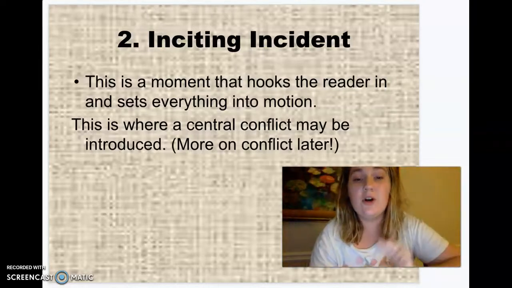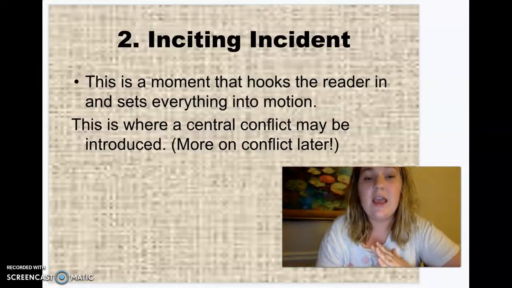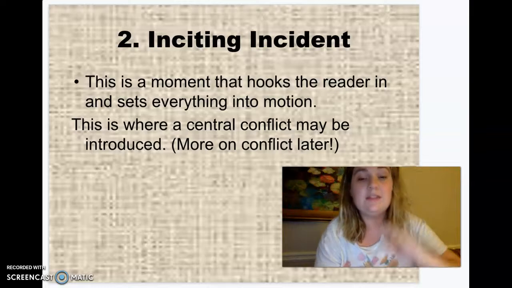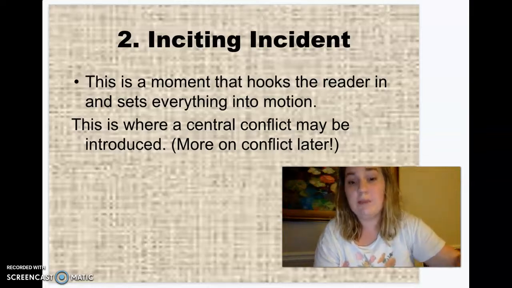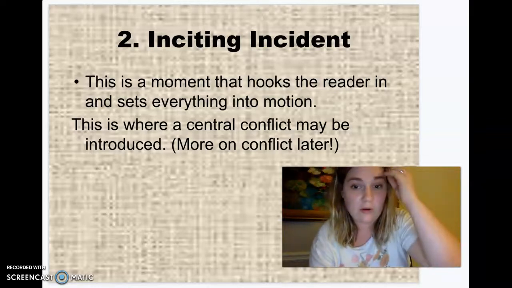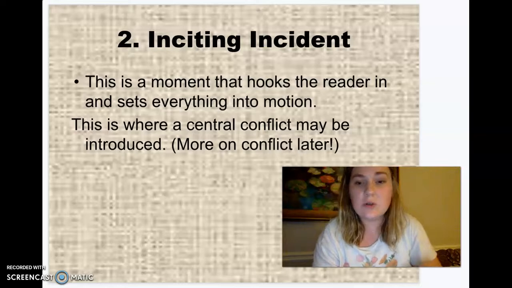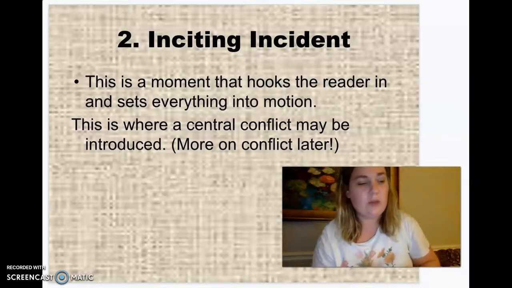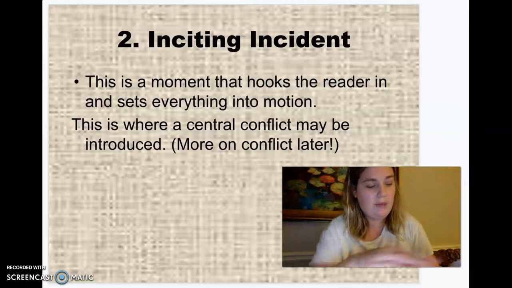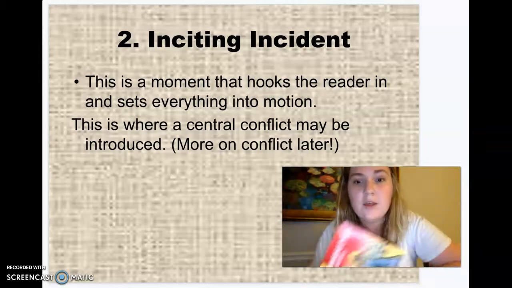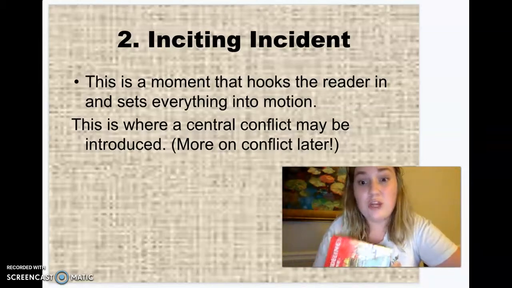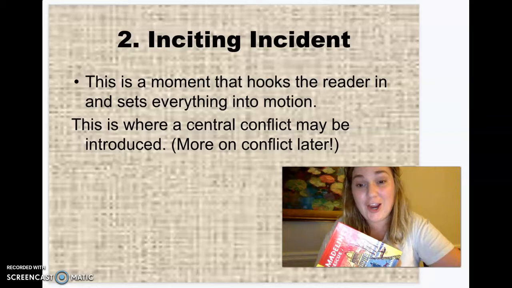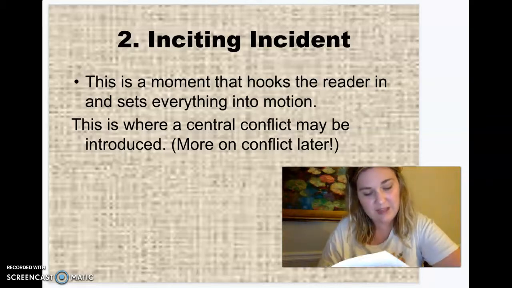This is a moment that hooks the reader and sets everything in motion. This is where the central conflict may be introduced, and we'll talk about conflict later, all right? But this is where things are set in motion. We know about the characters. We know about Madeline. We know about her living in Paris, and they leave at 9:30.